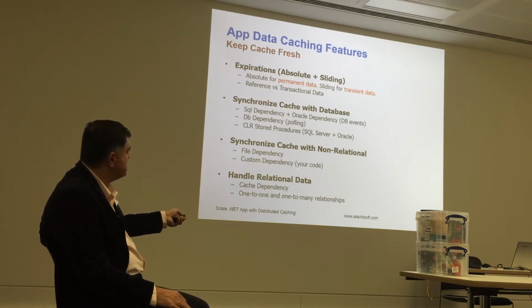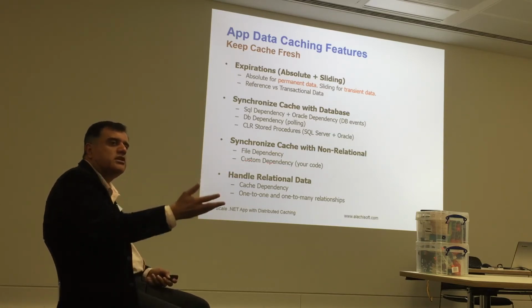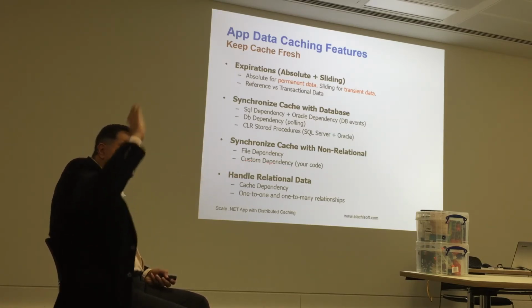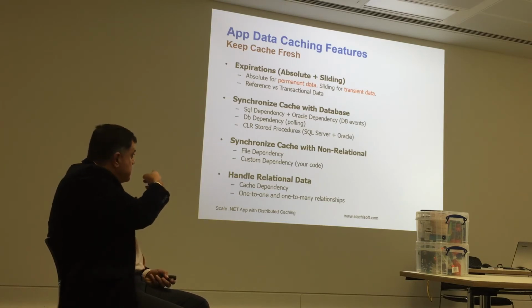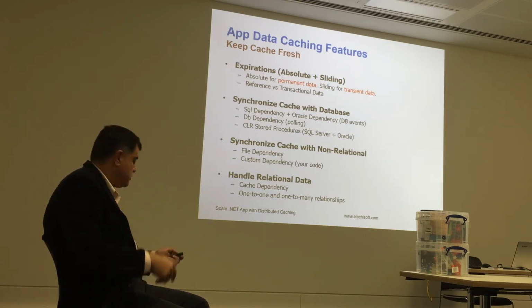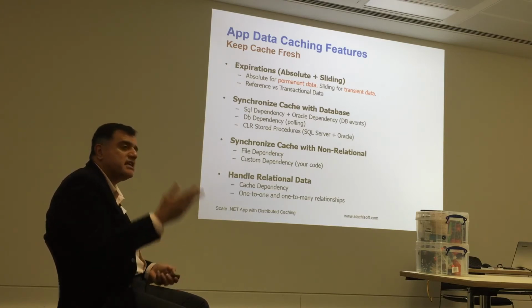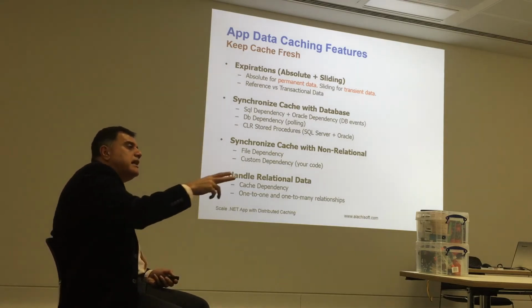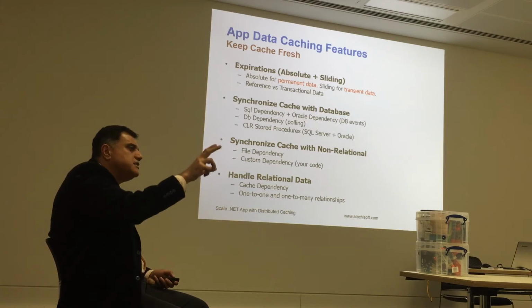But you may be able to use a custom dependency feature, which is your code that makes a call into that system. So this may be called every 15 seconds. And so your custom dependency is called every 15 seconds, let's say. And it calls that legacy system, says, is this data changed?